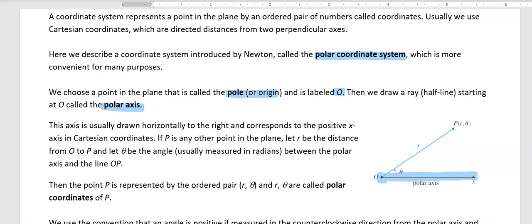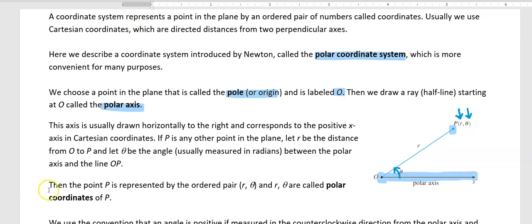This axis is usually drawn horizontally to the right and corresponds to the x-axis in the Cartesian coordinates. If P is any other point in the plane, let r be the distance from the origin to point P, and let theta be the angle, usually measured in radians, between the polar axis and the line OP. So here's any other point P. Notice that it has coordinates r and theta. And the theta, again, is measuring this angle, and the r is measuring the distance from the origin to the point.